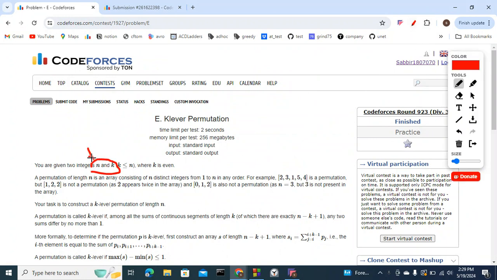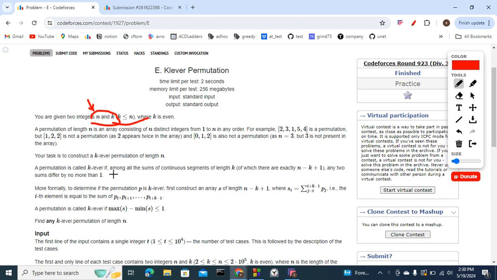In this problem we are given two integers n and k. Here n is the size of the permutation and k belongs to a given condition. The condition is that among the sums of contiguous segments of length k, any two sums differ by no more than one. That means if we take any segment of length k from this permutation and any other segment of length k from the same permutation, the difference of the sums of these segments should be less than or equal to 1.